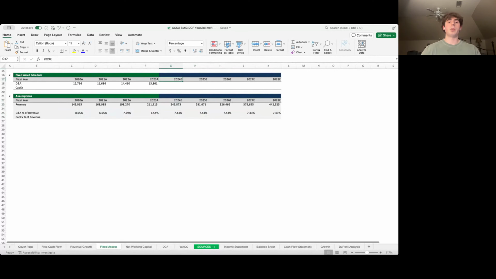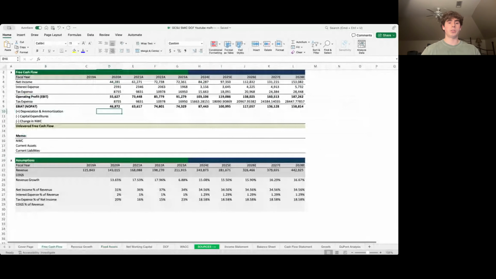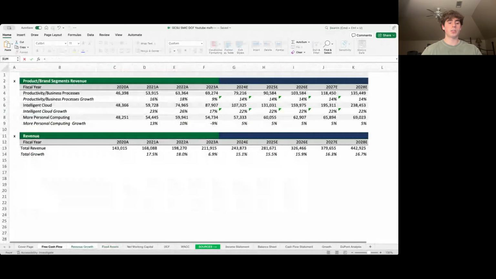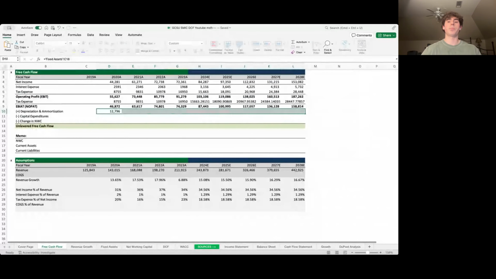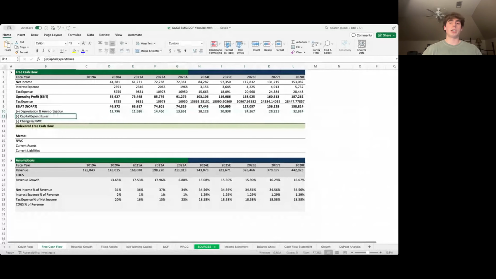To reflect this up top, you just multiply revenue times this percent. Shift right, Command R. And we're going to link these values back to the free cash flow page. So right here, link them back. Shift right, Command R. Next, we subtract capital expenditures.